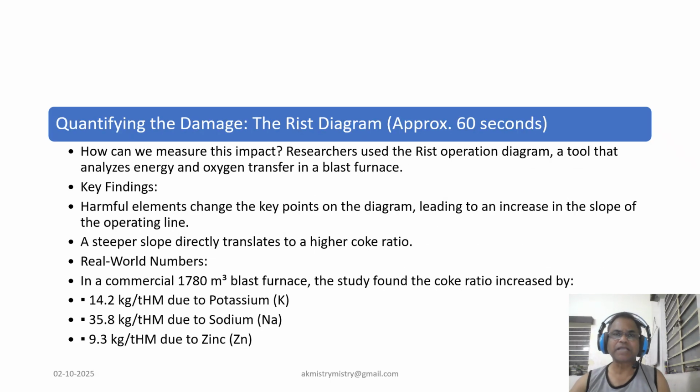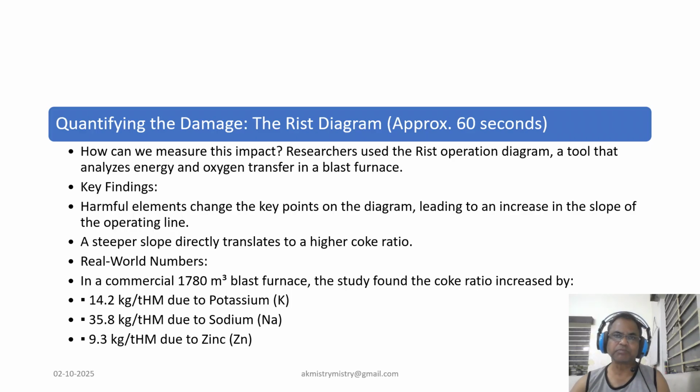So, how much damage are we talking about? Researchers in this study used a tool called a Rist operation diagram to quantitatively measure the impact. The Rist diagram is a method used to analyze energy and oxygen transfer within the furnace. The study found that the presence of harmful elements changes key points on the diagram, which causes the slope of the operating line to become steeper. A steeper slope directly corresponds to a higher coke ratio.